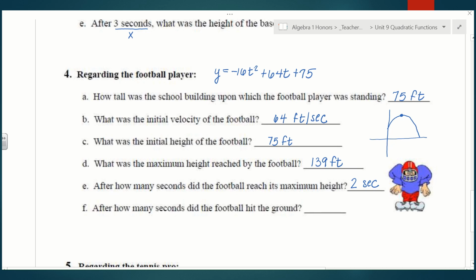And lastly, after how many seconds did the football hit the ground? Again, here's the point we're looking for. It's the x-intercept. That's where the ball is hitting the ground. So again, go into Menu, Analyze Graph, and we're looking for the 0. So 0, x-intercept, roots, those are all the same. The calculator calls them zeros. Do a lower bound, upper bound. And because it's asking how many seconds, we're looking for the x-coordinate. And you should be seeing, if you got it correct, that it was 5 seconds.